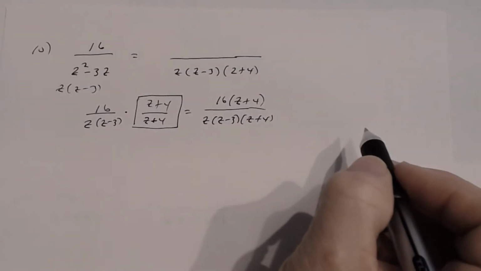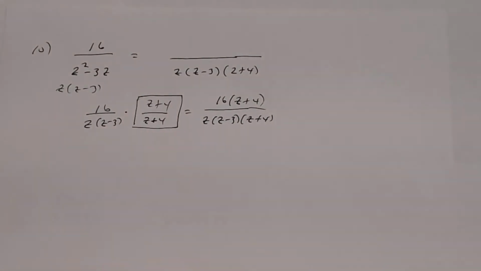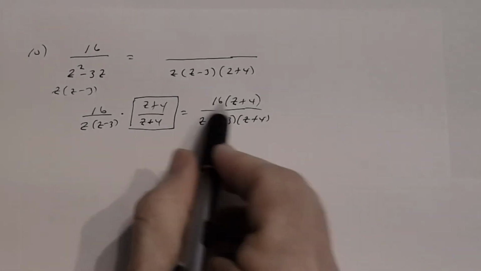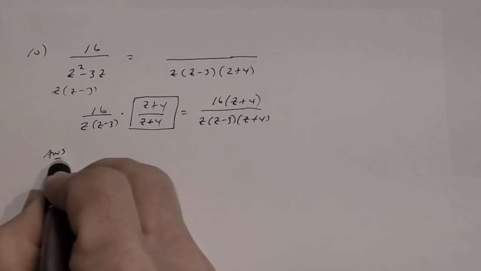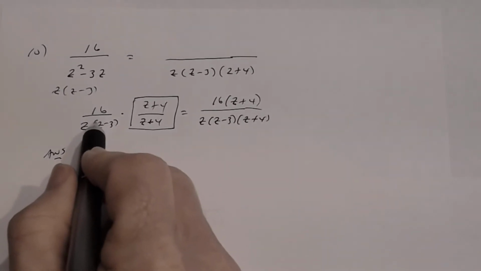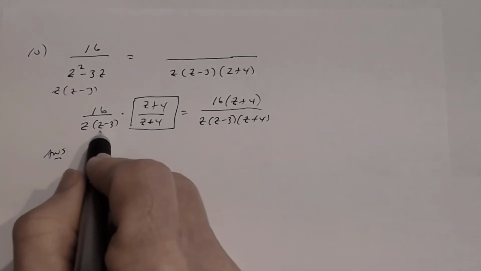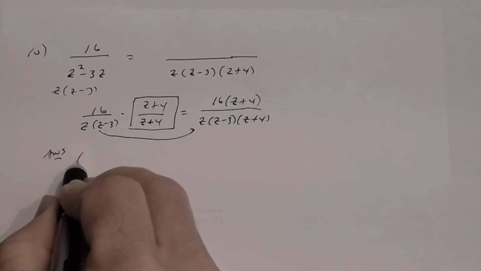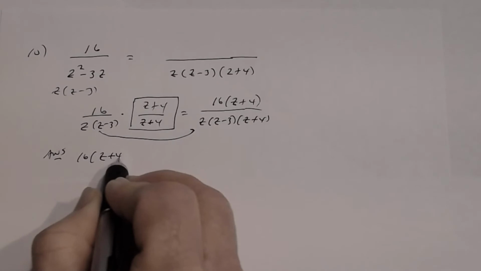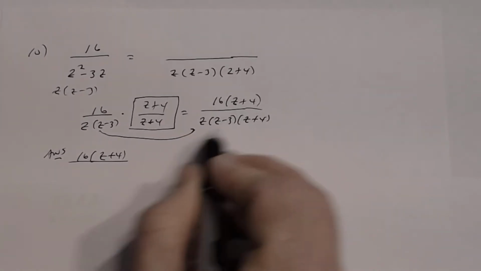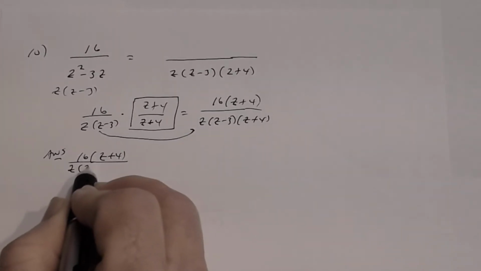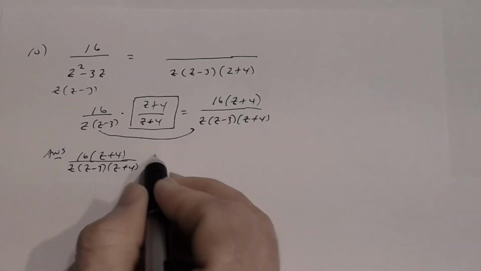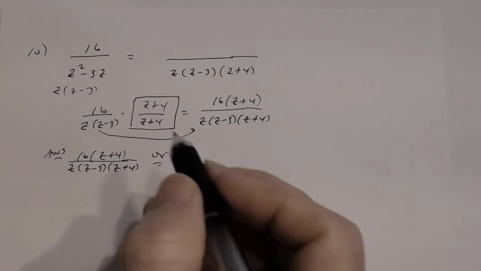Okay? And so you can leave your answer as this. So the answer, so remember you now wrote an equivalent rational expression for this. So this is equivalent to this that you just found. So the answer is 16 times z plus 4 divided by, and leave the denominator in factored form, z times z minus 3 times z plus 4. Now let me just say this, or you can write it like this.